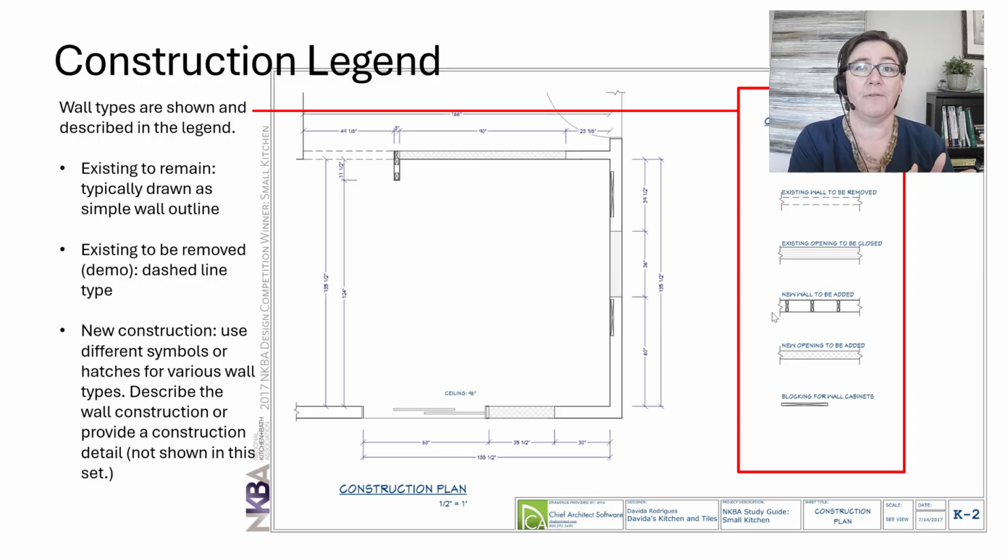Maybe you've got a 2x4 wall, a 2x6 wall. There could be multiple wall types. They would be listed and described here. You could also provide construction details that would be on a separate sheet but would be tagged here. None of that is shown on this example. That would be an extra level of information for your drawing.